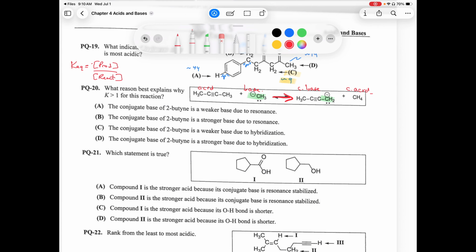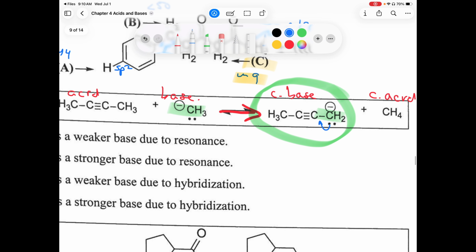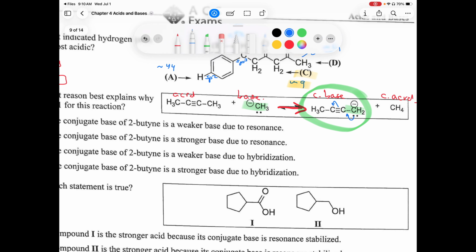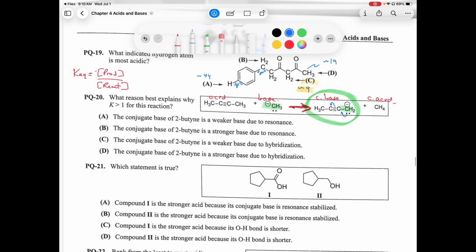Well, the answer is this one is going to be the weaker base. Now, why is that a weaker base? The negative charge is on a carbon in both of them. But in this one, the negative charge is resonance stabilized. That negative charge is delocalized, and so it's going to be a weaker base. We fleshed this out already: the reason that the K is greater than 1 is because the conjugate base of 2-butyne, which is in the green circle, is a weaker base due to resonance.